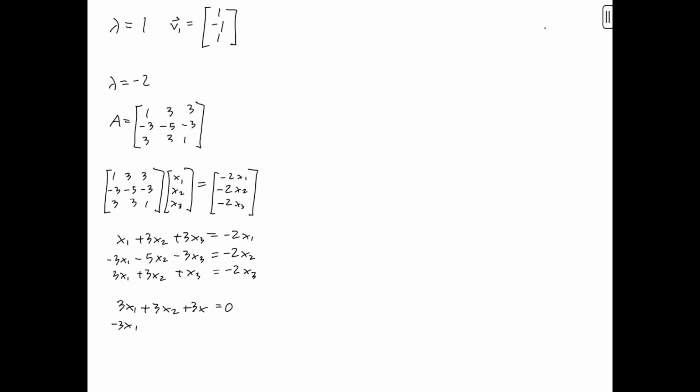-3x1 minus 3x2 minus 3x3 is equal to 0, and 3x1 plus 3x2 plus 3x3 is equal to 0. This gives the augmented system, the augmented matrix 3, 3, 3, 0; 3, 3, 3, 0; 3, 3, 3, 0.